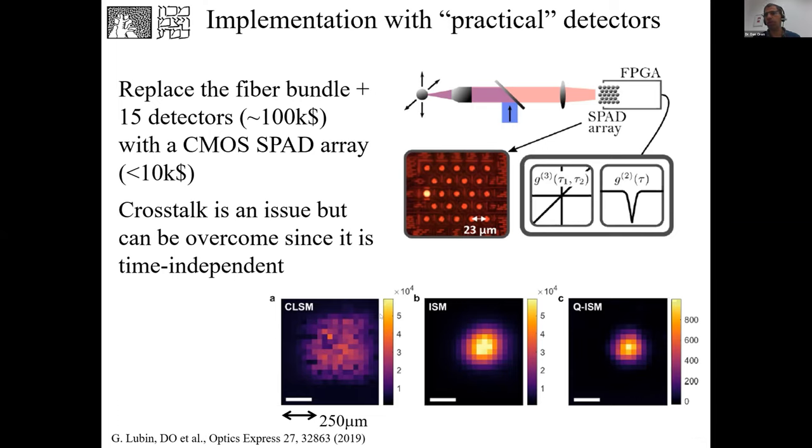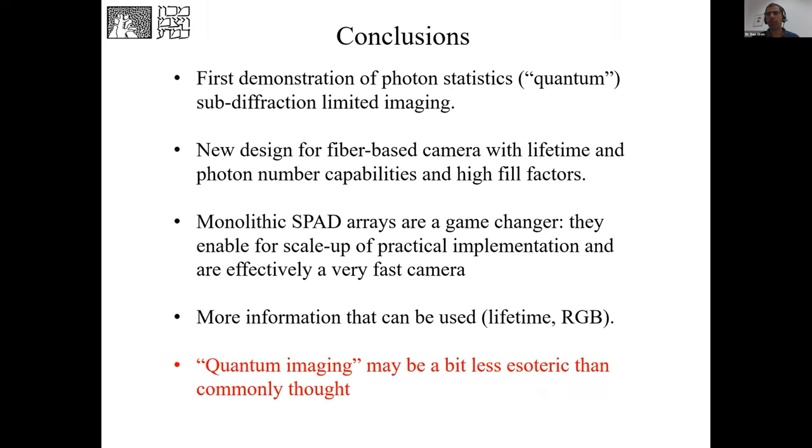So this is an image showing the resolution of a confocal, ISM and the quantum ISM using a SPAD array like this. So I think photon correlations are going to become more and more abundantly used now that these cheap scalable detectors are available. So to conclude, I've shown you the first demonstration of photon statistics or quantum subdiffraction limited imaging. And I think monolithic SPAD arrays are a game changer, and they'll enable scale up and practical implementation as a fast camera, single photon sensitive, enabling correlations. So quantum imaging may be a bit less esoteric than what you may think.